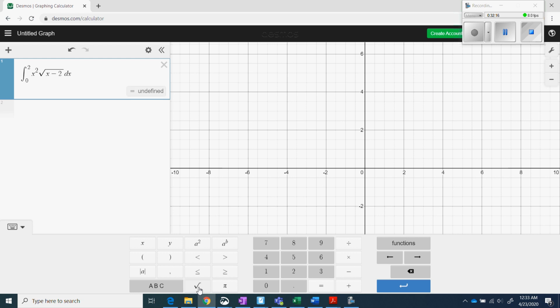Why did that not work? 0 to 2. Oh, sorry, I typed it in wrong. That's why. This should be x cubed. That tells me that one actually didn't work. x cubed plus 1. Oh, that's better.